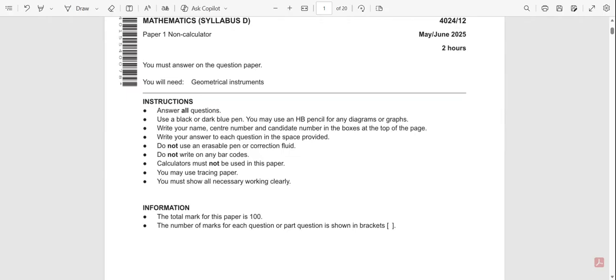Answer all questions. Use a black or a dark blue pen. You may use an HB pencil for any diagrams or graphs. Write your name, center number, and candidate number in the boxes at the top of the page. Write your answer to each question in the space provided. Do not use an erasable pen or correction fluid. Do not write on any barcodes.